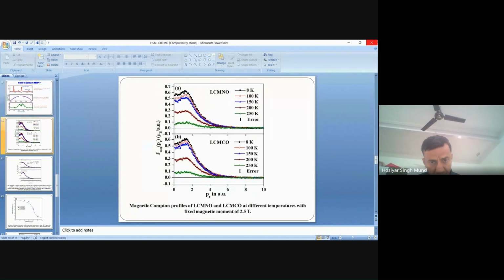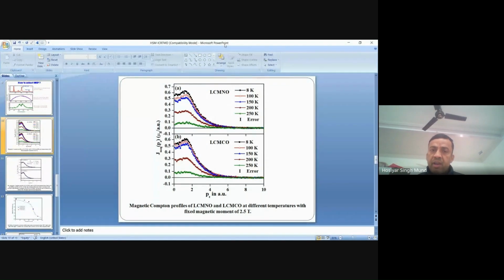So when we convert these channel numbers into momentum space, we find the Compton profile data. Now this is the application part: lanthanum manganite, which is doped with nickel and cobalt transition metals. The data taken at different temperatures using the magnetic Compton spectrometer and converted into momentum space shows that in higher momentum space, the magnetic moment should be 0. It means on the higher momentum side, there is core electron contribution present.